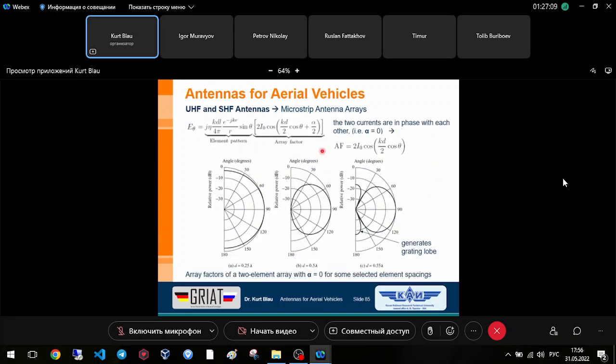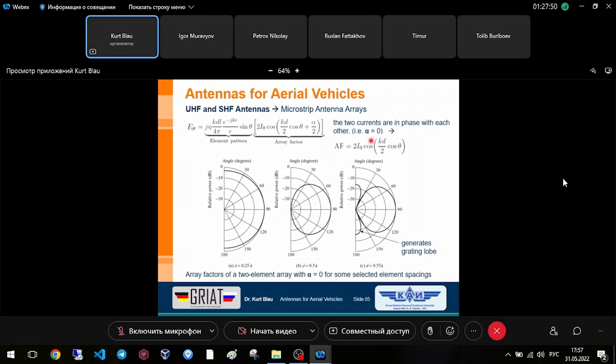This is an example of what happens if we change the distance between two elements. We have an array with only two elements. Here, our Hertzian dipole is the element pattern. We know this. And here we have the array factor. We have only two elements with the same current distribution. Here, the current at the origin, and here this is the distance. The two currents are in phase with each other, meaning this angle alpha is 0.